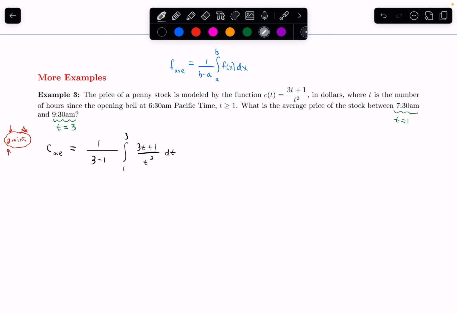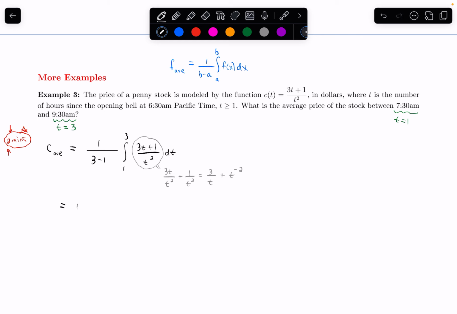How would we work this out? Well, this fraction can be simplified. I can split it up into pieces. It's 3t over t squared plus 1 over t squared. And that first fraction just becomes 3 over t. That next term becomes t to the negative 2. So then when I do the antiderivative, I can reverse power rule that thing.